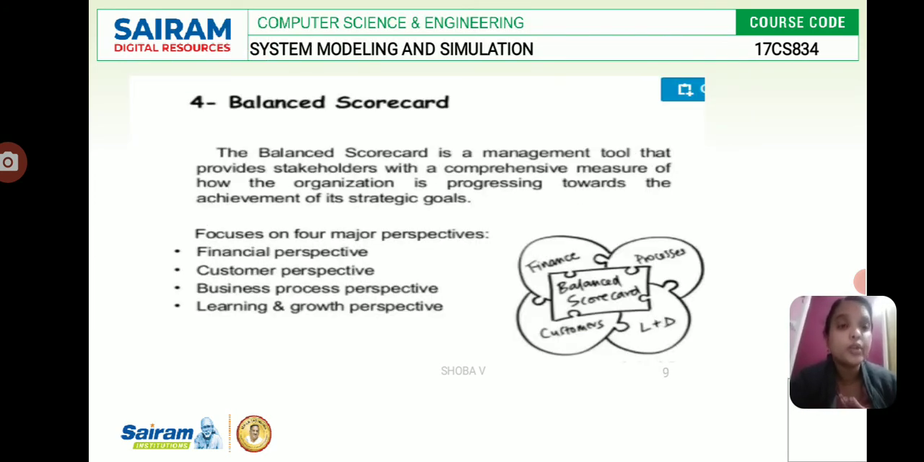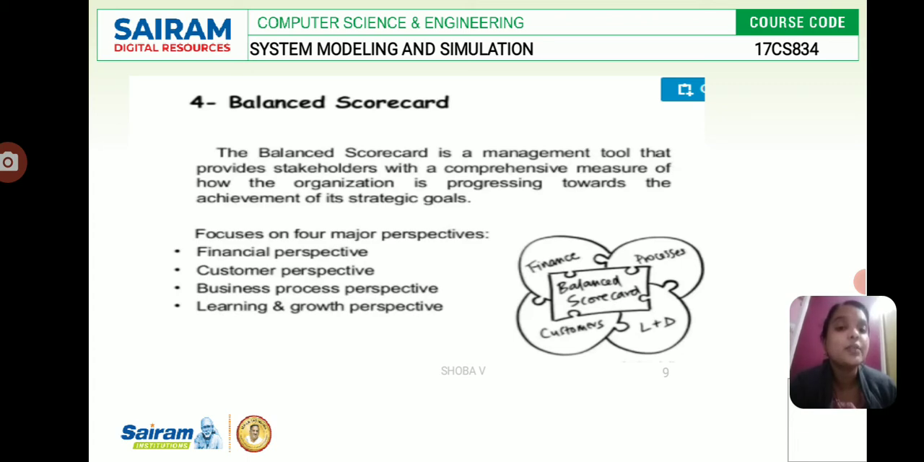Now we can go for the balanced scorecard. What is the balanced scorecard? It is a management tool that provides stakeholders with a comprehensive measure of how the organization is progressing towards the achievement of its strategic goals. The first things are finance, process, customers and L+D. This is nothing but the strategic goals and strategic pyramid, focusing on four major perspectives.